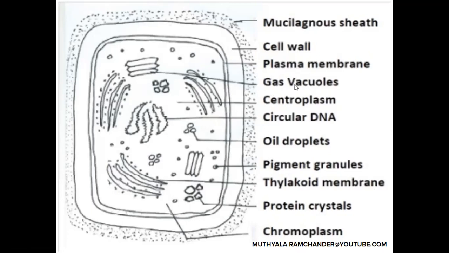Gas vacuoles act as an excretory organ of the cell. They store unwanted gases during the metabolic activities of the cell.